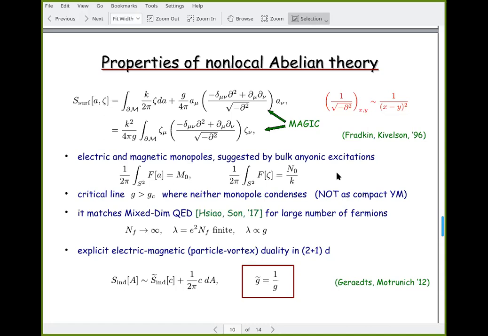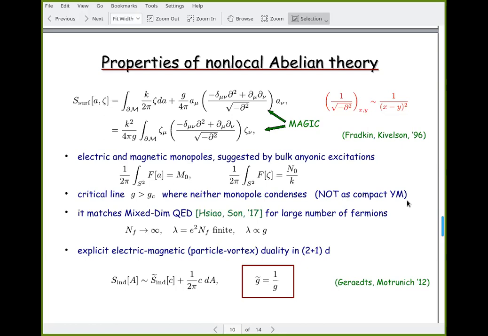Another reason why it has electric and magnetic monopoles is because it's self-dual. So if it has electric monopoles, it should have also magnetic monopoles, okay? Another property is that there is a critical line where neither monopole condenses. So this is different from ordinary compact Abelian gauge theory in 2+1 dimension, which, from the work of Polyakov, is known to be always massive. Compact Abelian gauge theory in 2+1 dimension is massive because the monopoles condense for any value of the coupling. And so they make it a disordered massive phase. In this case, it's not true.